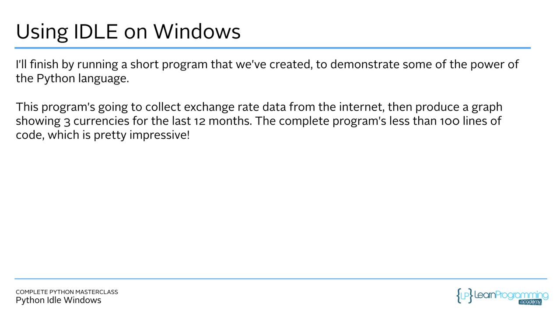Alright, what I want to do now is finish by running a short program that we've created just to demonstrate some of the power of the Python language. Now this program is going to collect exchange rate data from the internet, then produce a graph showing 3 currencies for the last 12 months. Now, this complete program is less than 100 lines of code, and I think that's pretty impressive.